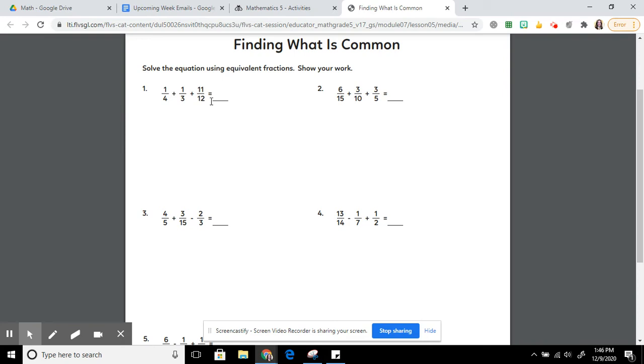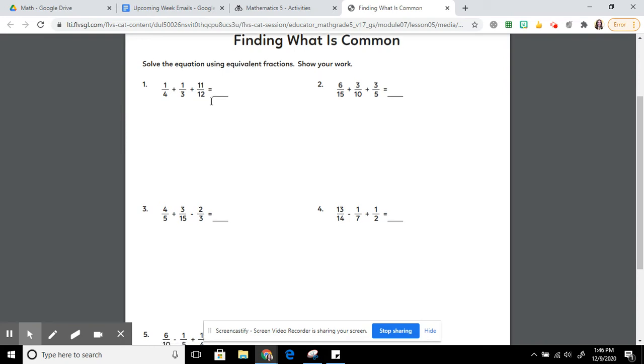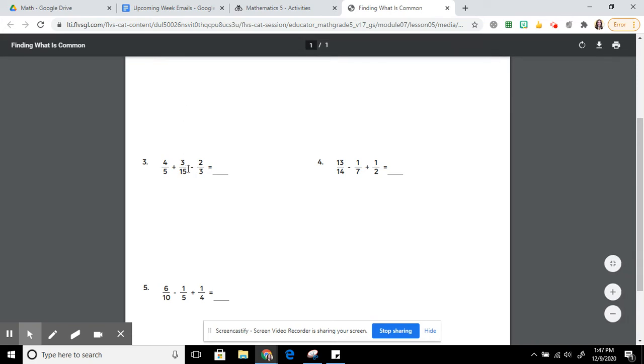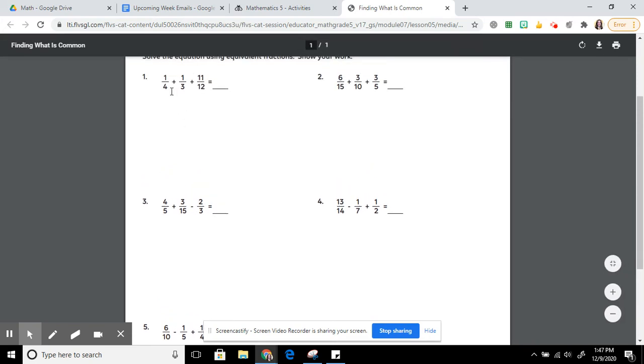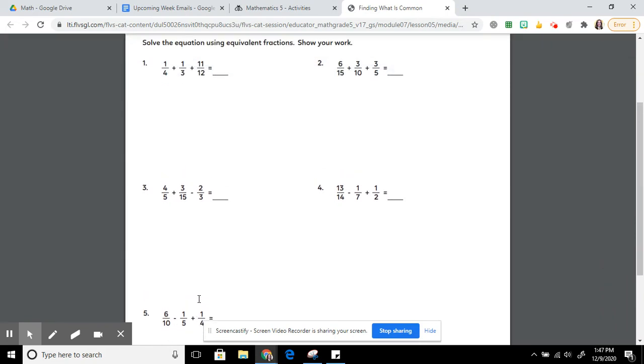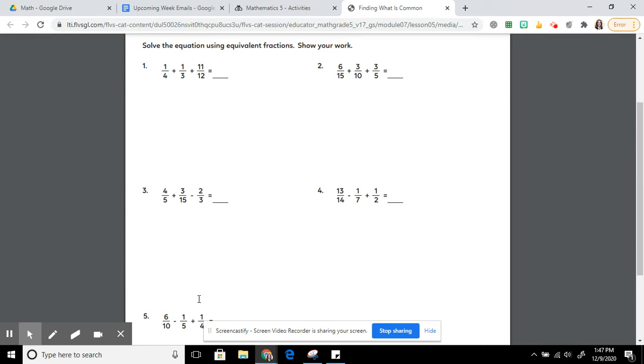We're going to start with doing number 1. And then I'm actually going to maybe do number 3 because I noticed with number 1, it's addition and addition. Number 2 is addition, addition. But number 3, you've got addition and then subtraction. Number 4, you have subtraction, then addition. And number 5, you've got subtraction, then addition. So I'm going to do number 1 and number 3 so you have models of how to do that.